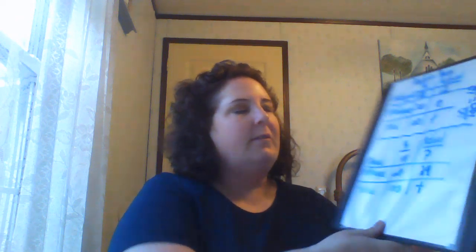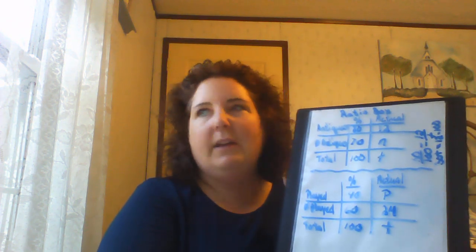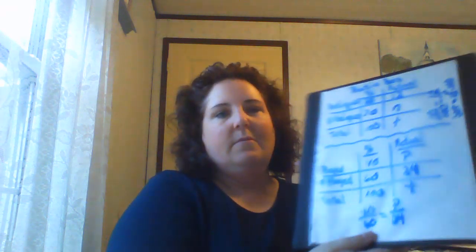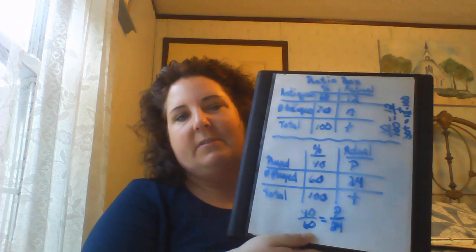And then I don't know my total. Now this one, we're not trying to find the total. We're trying to figure out how many students did play. So our setup is going to be a little bit different. We're going to take the 40% who did play over the 60% who did not play. And that ratio is going to equal P over 24. Okay? So that's your ratio setup.